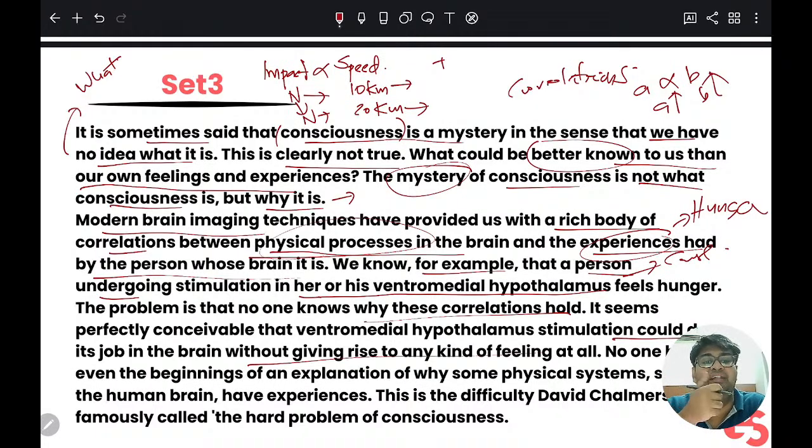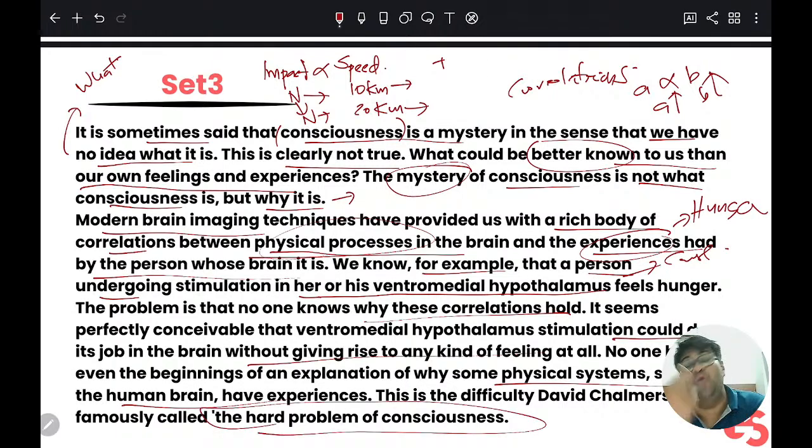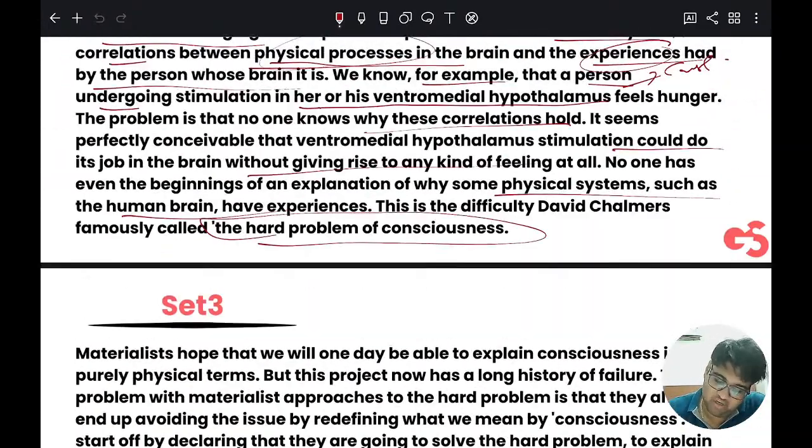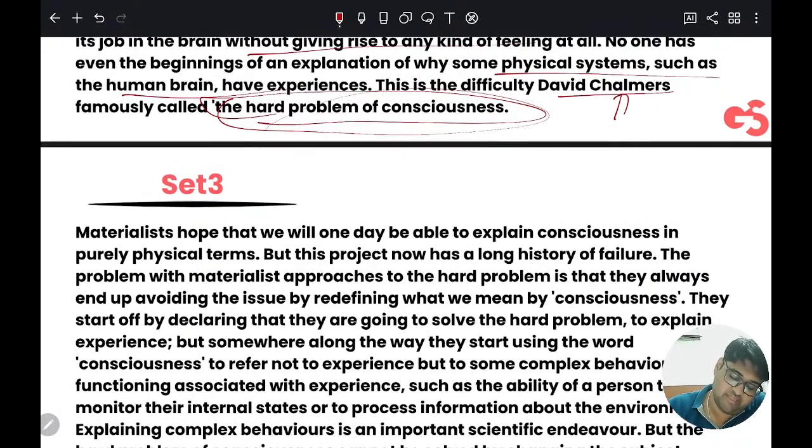No one has even the beginnings of an explanation of why some physical systems, such as the human brain, have experiences. This is the difficulty David Chalmers famously called the hard problem of consciousness. It's not what, it's why. Why do these correlations hold? Why are these experiences like this? Why, when oxytocin is released, do you feel happy? All these things are not explainable. And this problem is called the hard problem of consciousness, coined by David Chalmers. I don't know who David Chalmers is, okay?